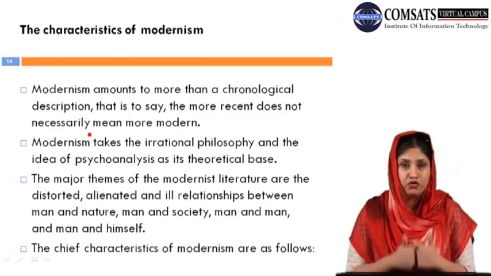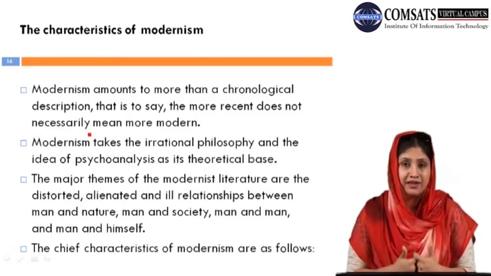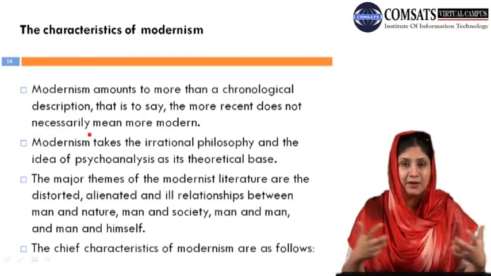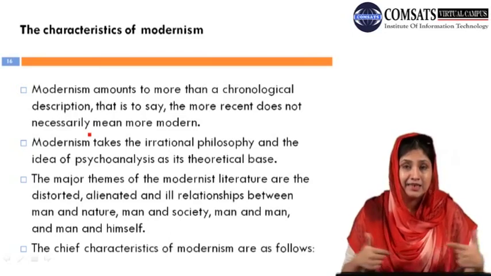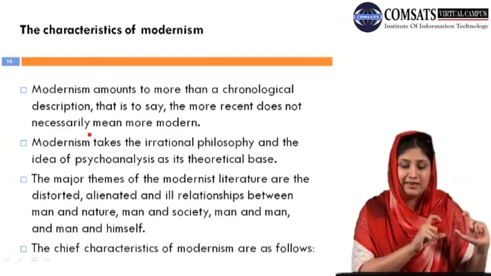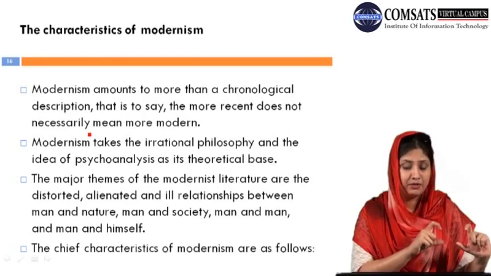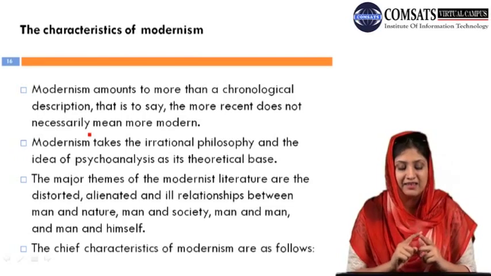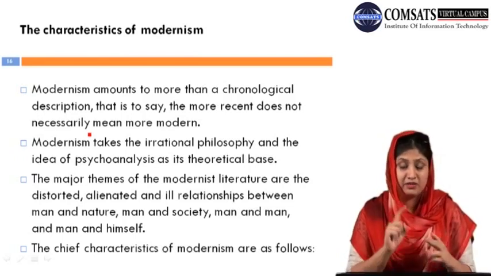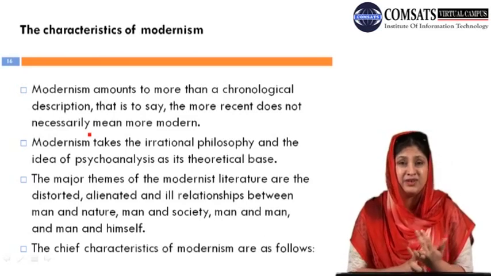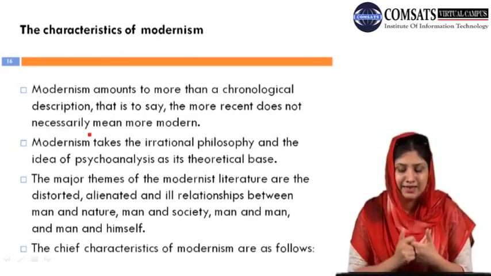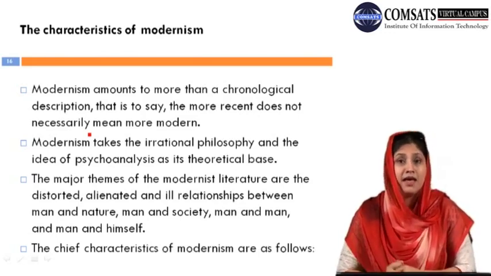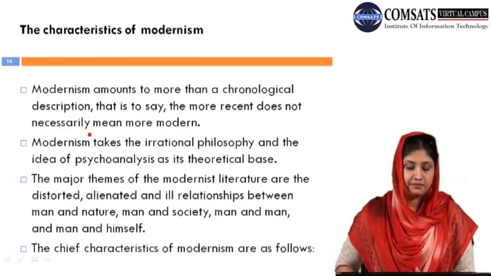And since the literature known as modernism is post-war literature, all of these themes are linked and interlinked with this one major reason, that is disillusionment, destruction and skepticism in the world outside, in the society outside. You can see it is about distortion, it is about isolation, it is about alienation, it is about ill relationship, ill bonding, ill connection between man and nature, man and society, man and man, and man and himself.